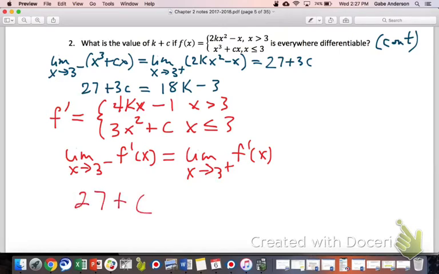27 plus c. Good. Equals, how about the other side? 12k minus 1. Makes sense? Just plug in the 3 in for the x. Okay, so 12k minus 1.